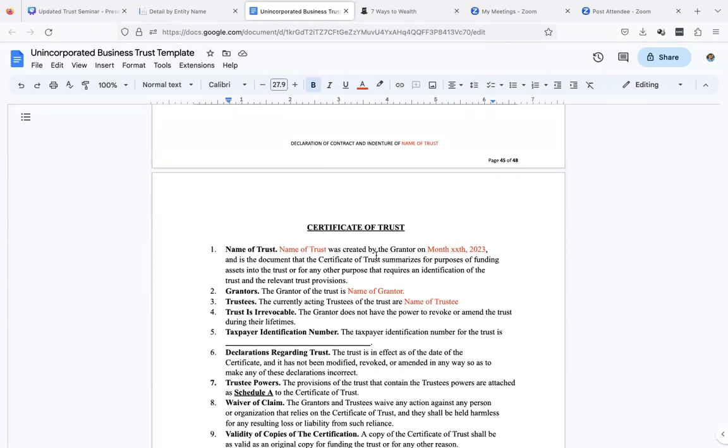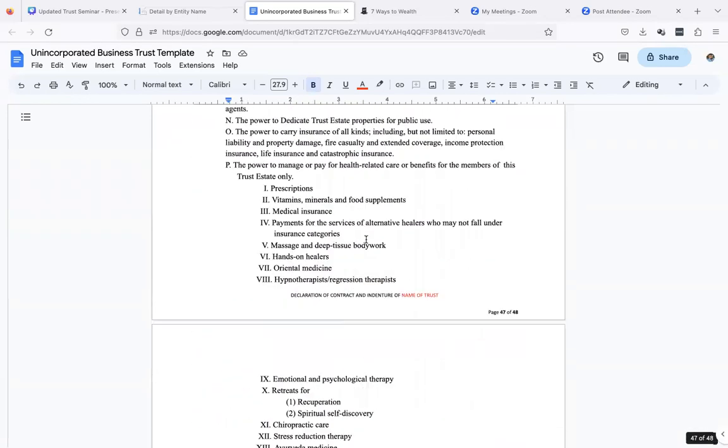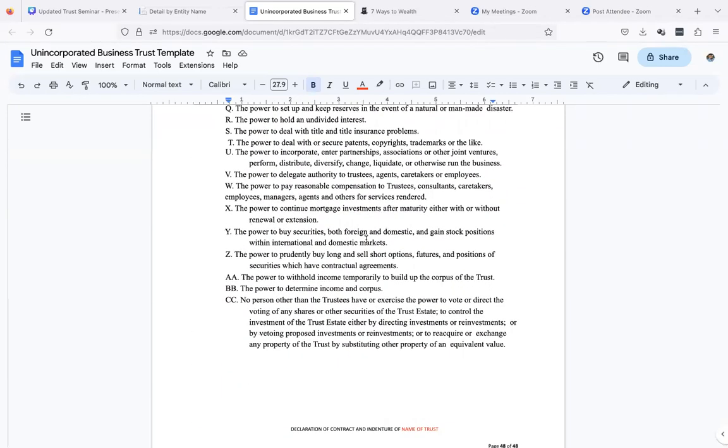And then your certificate of trust, this is what you are going to take everywhere. So when you're opening up that bank account, when you're purchasing a car for the trust, when you're purchasing a property for the trust, whatever you are doing, you're going to use your certificate of trust to prove that this type of entity actually exists, okay?